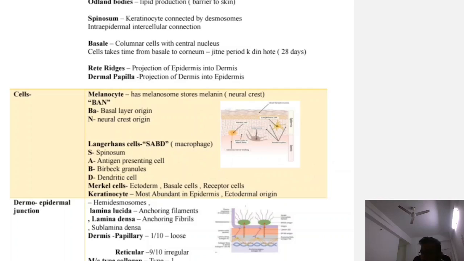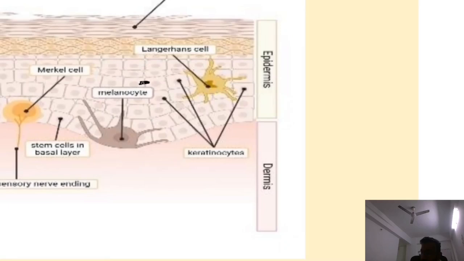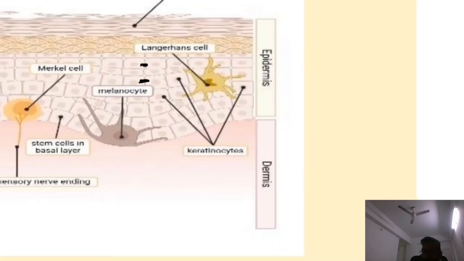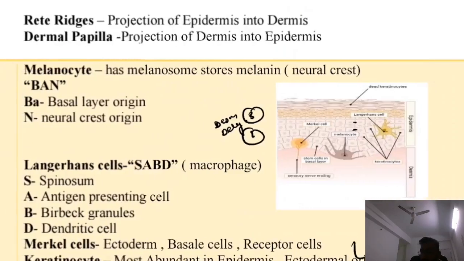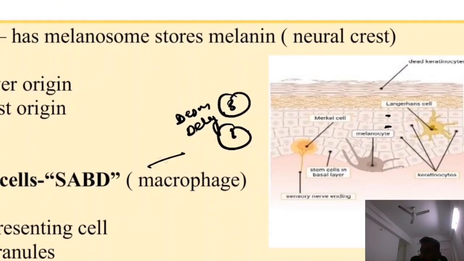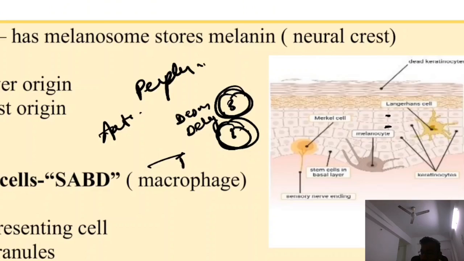From which layer of origin is the keratinocyte? You have to mark the answer ectodermal. I have told you that these are the keratinocytes, and they are connected by desmosomes. There are so many desmosomes, and desmosomes have the proteins desmoglein 3 and desmoglein 1. If there is an antibody against these desmoglein proteins, the disease is known as pemphigus vulgaris. If it is against desmoglein 3, it is pemphigus vulgaris; if it is against desmoglein 1, then the disease is pemphigus foliaceus.